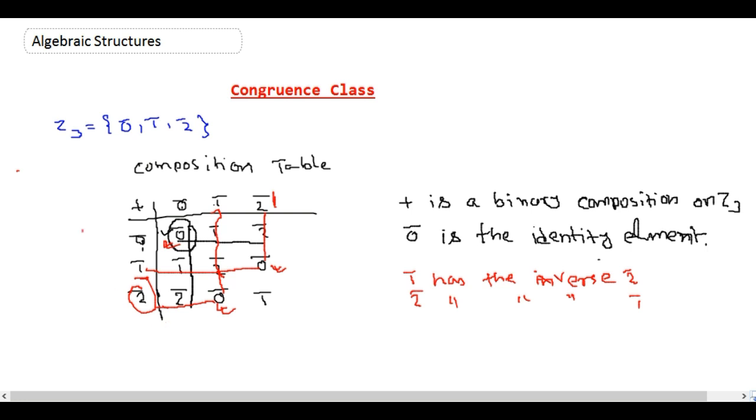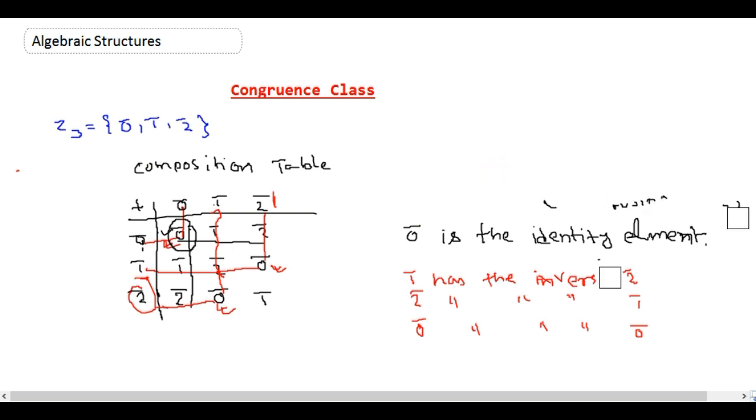What about the inverse of 0 bar? If we go in this direction and in this direction, you can easily check that 0 bar has the inverse 0 bar. So 0 bar is self-inverse. So each element has an inverse. Also, we can easily check that the operation we defined is associative. Just check it for one element and we'll leave the others for you.